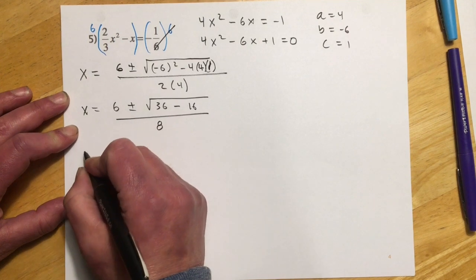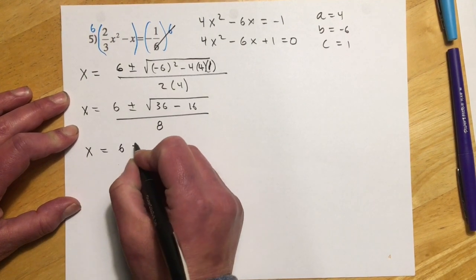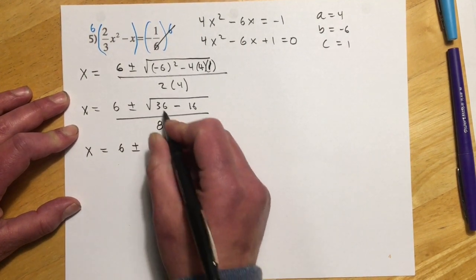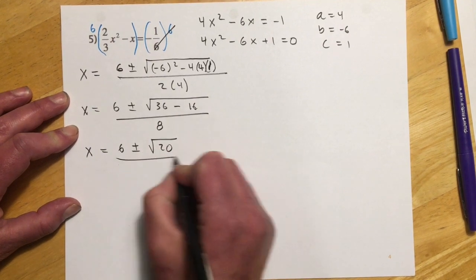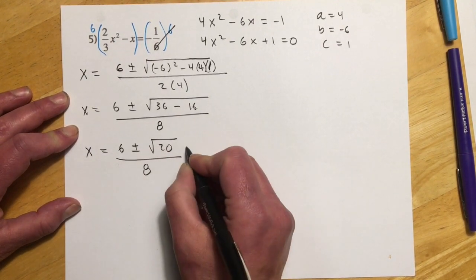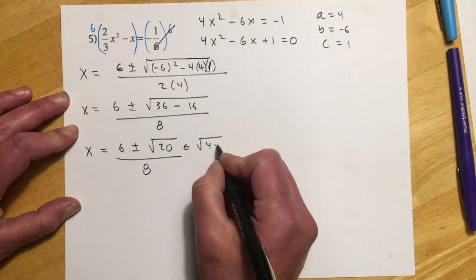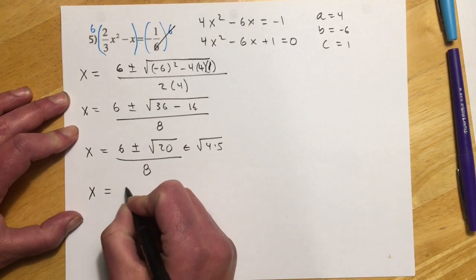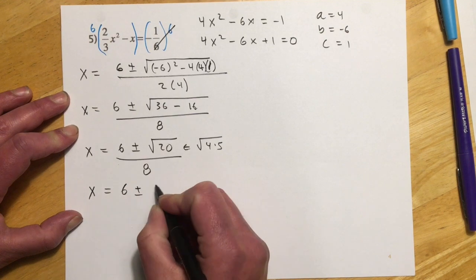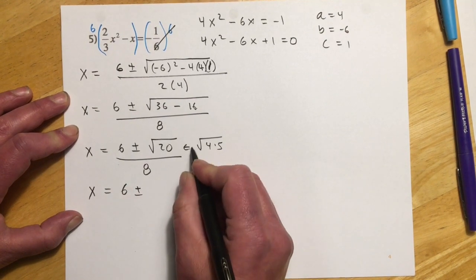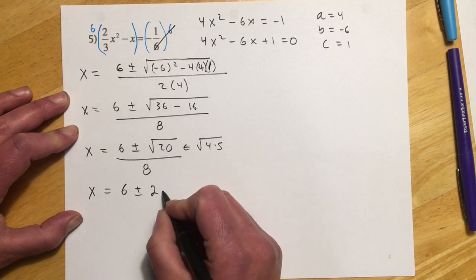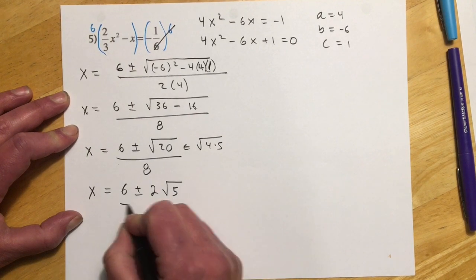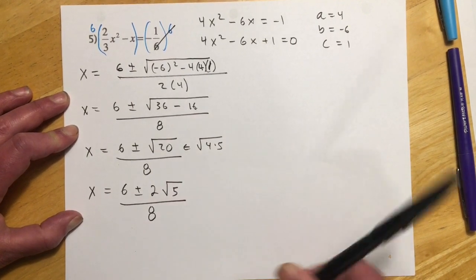And that's going to be x equals 6 plus or minus square root 20 over 8. 20 is 4 times 5, so that means I have to reduce that. So x equals 6 plus or minus, the 4 will come out as a 2, because square root 4 is 2, root 5 over 8.